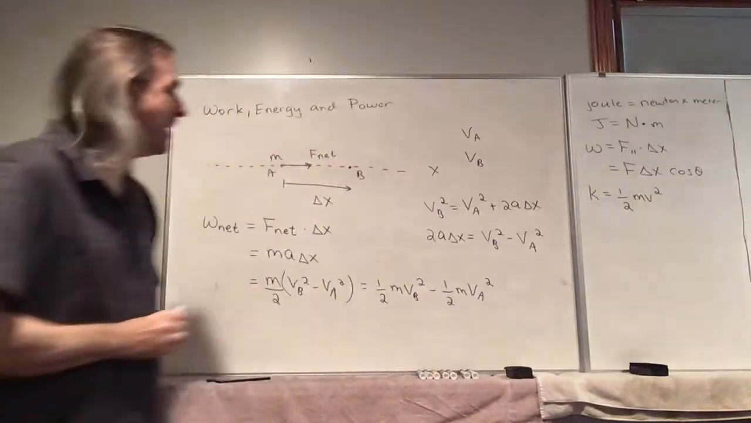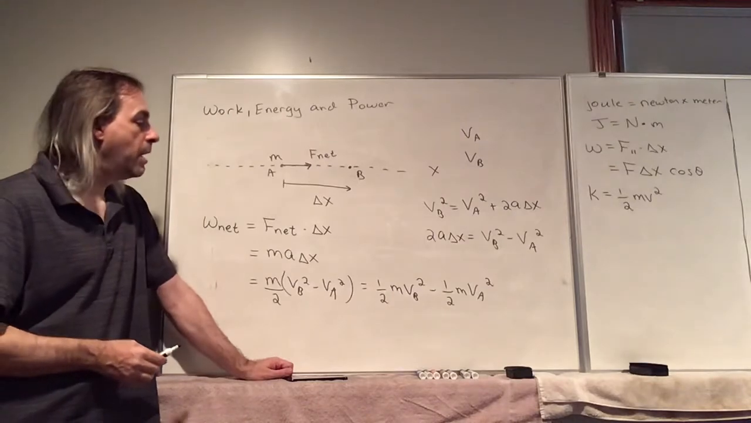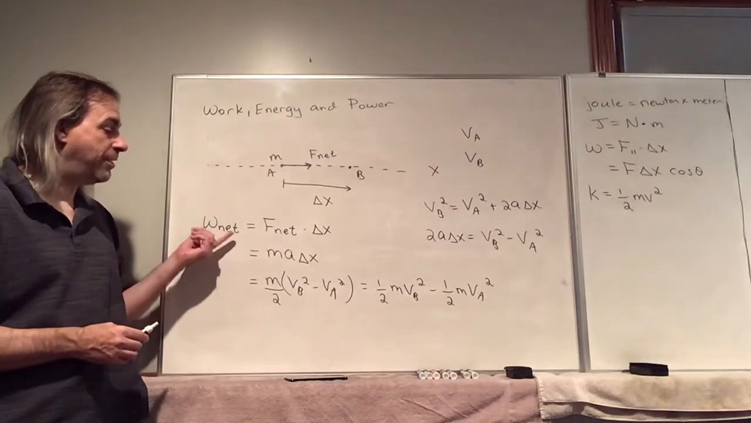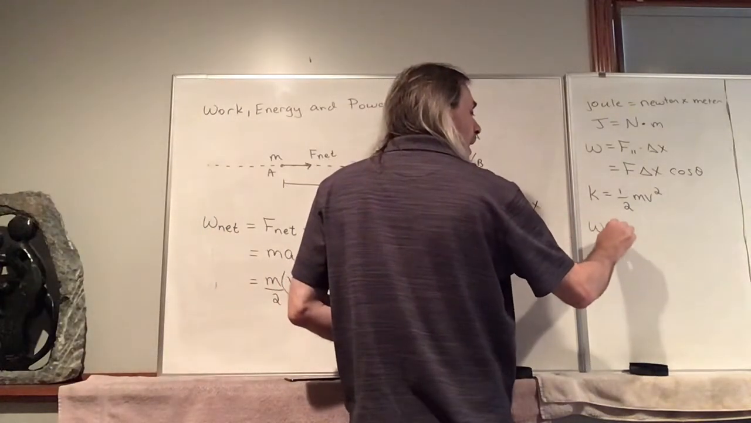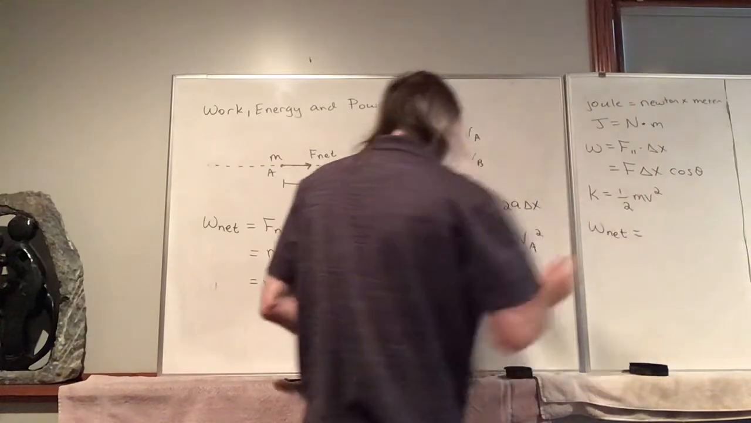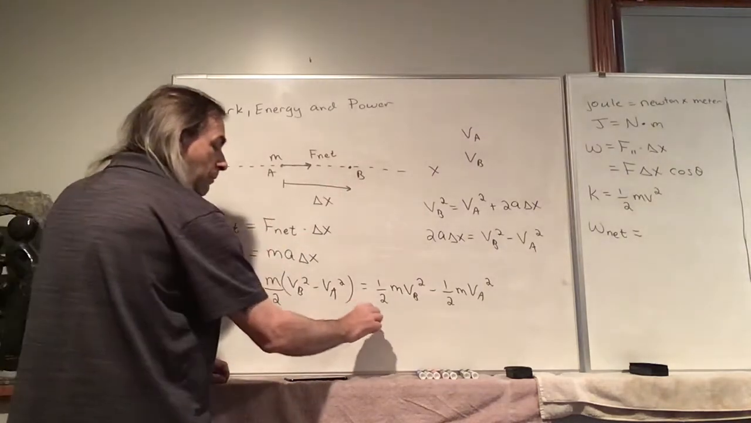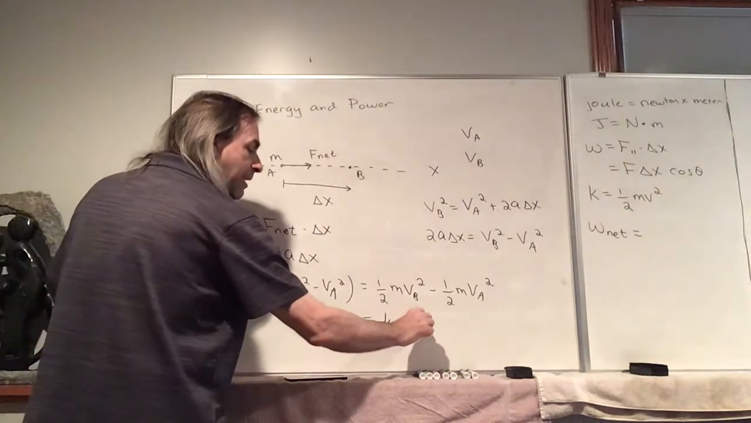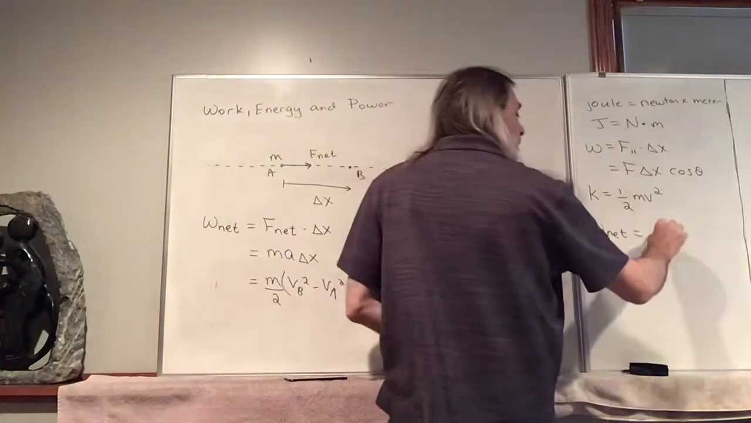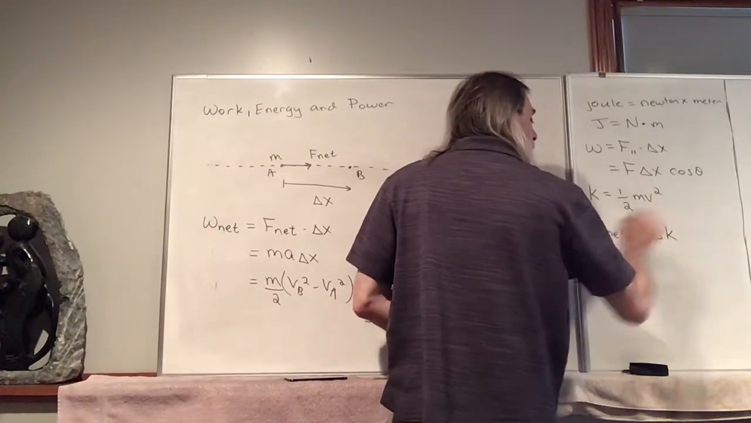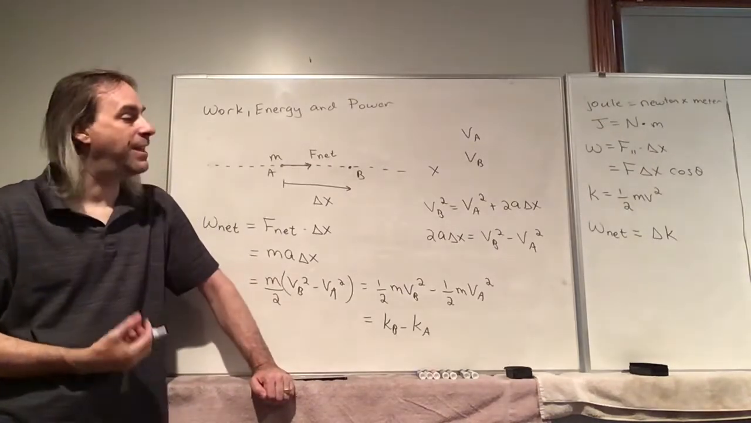So we define the kinetic energy of an object to be 1/2 mv squared. And then the result here, we can just write this in a much simpler form. We can say the net work is the kinetic energy at the end of the motion, KB, minus the kinetic energy we started with. And so this is called the work energy theorem, where the net work done on an object is equal to its change in kinetic energy.